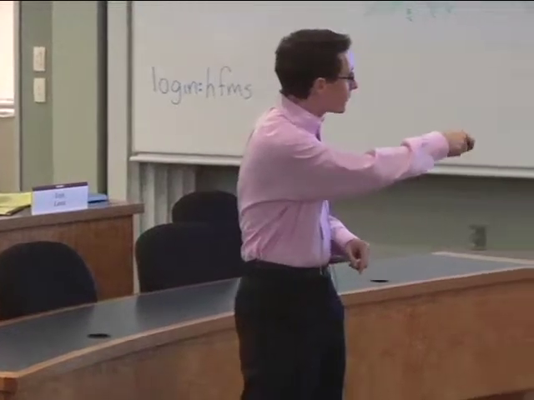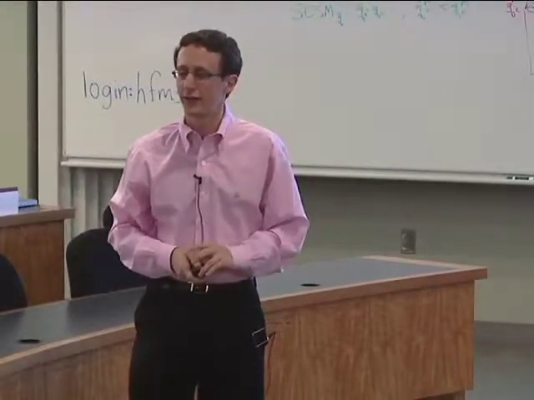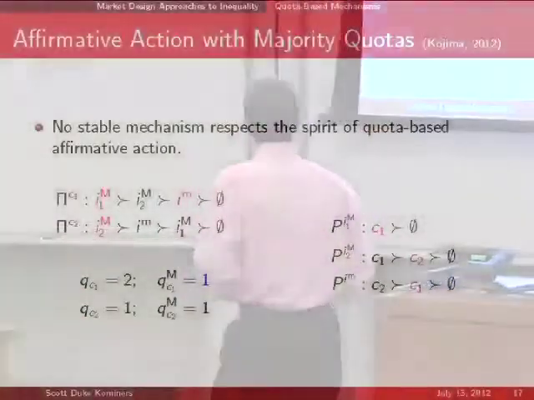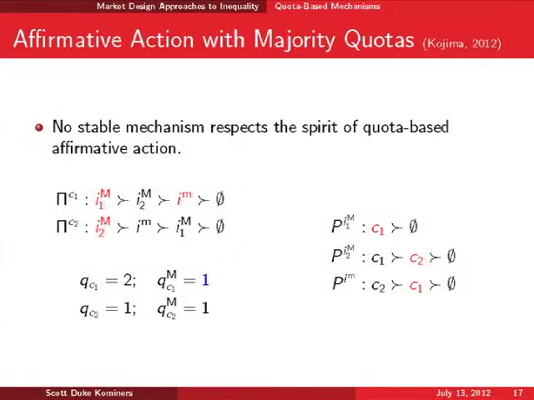So now what happens if I impose a quota at school 1? Well, now I kick out the less good majority student at school 1. He comes down to school 2 and kicks out the minority student, and he ends up at school 1. So if you look over here, previously all the students had their favorite schools. Now both the second majority student and the minority student are worse off.